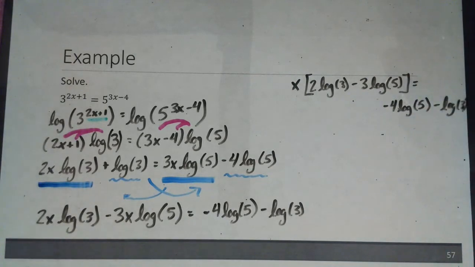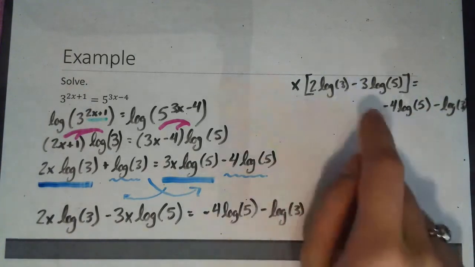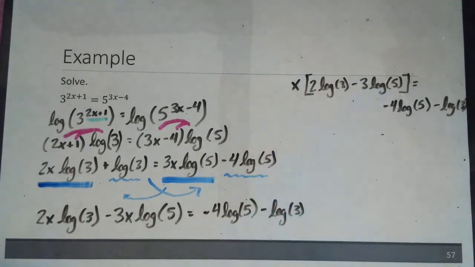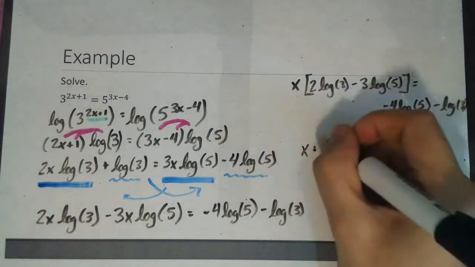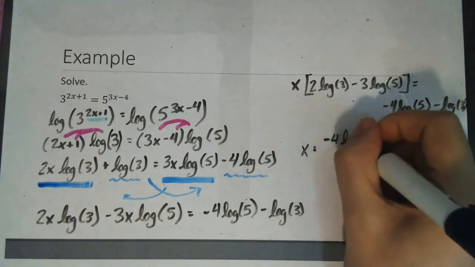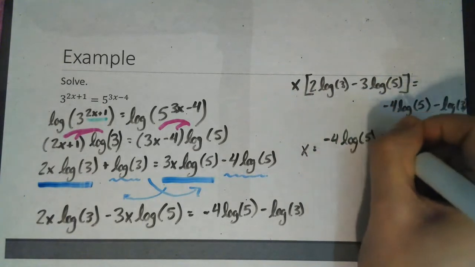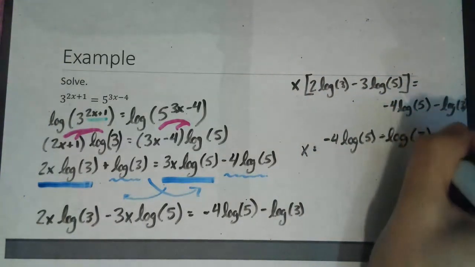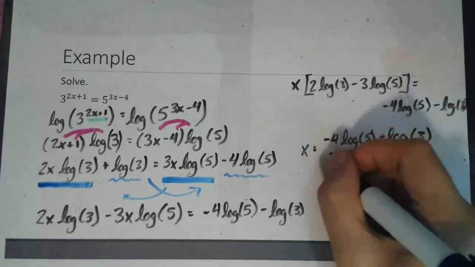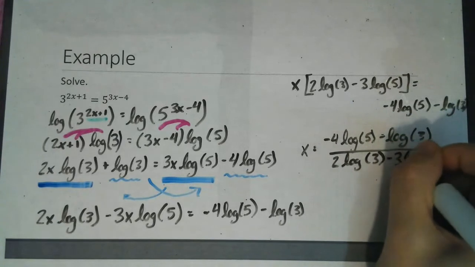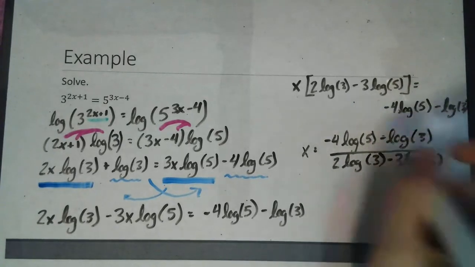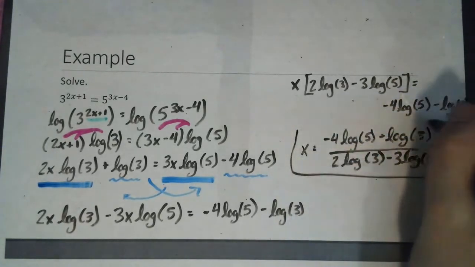And to get the x completely alone, I need to divide by this thing in brackets because it's x times that equals the right-hand side. So I'm going to divide both sides by that thing in brackets. And I'm going to get x is equal to negative 4 log 5 minus the log of 3 divided by 2 log of 3 minus 3 log of 5. That is my exact answer.